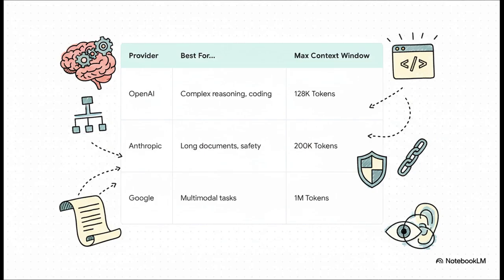OpenAI is still pretty much the king for top-tier complex reasoning and coding tasks. Anthropic, with their Claude models, is fantastic at handling really long documents, and they put a huge emphasis on safety. And then there's Google's Gemini models, which are leading the charge in multimodal tasks, meaning they can understand not just text, but images and even video too.